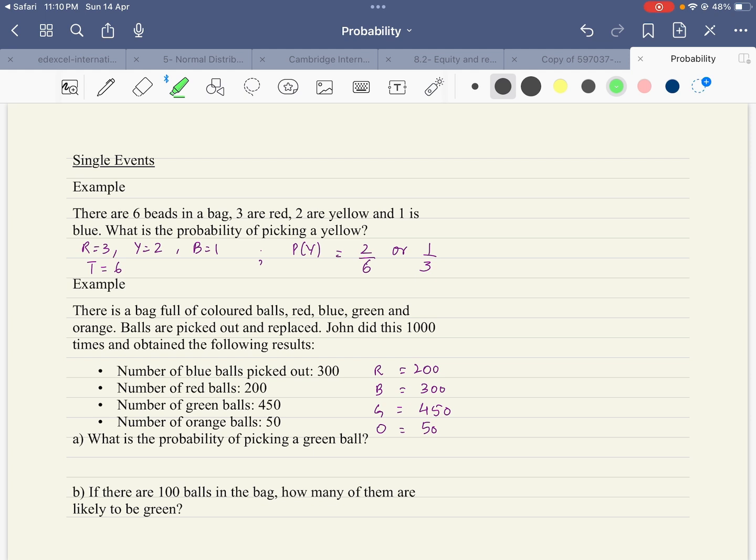How many times did he pick the balls? Out of 1,000. Probability of picking a green ball is equal to 450 upon 1,000. You will simplify it and this turns out to be 9 over 20. If there are 100 balls in the bag, how many of them are likely to be green? This is the probability, 9 out of 20. So how many balls are likely to be green? 9 out of 20 balls are likely to be green.